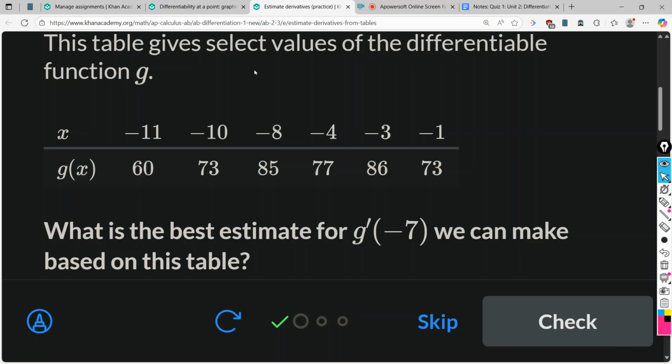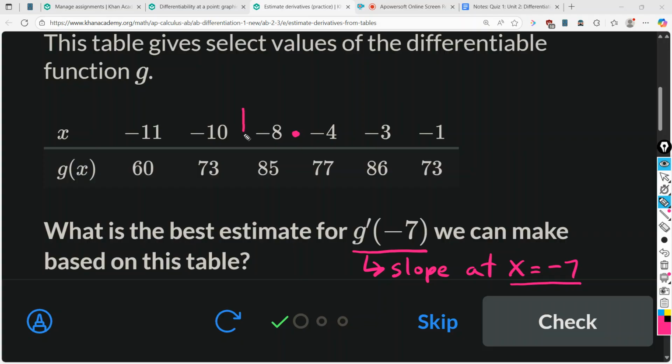All right, table gives values of the differentiable function g. What's the best estimate for g prime of -7? All right, again, g prime, this is the slope at x equals -7. All right, here are the x values. See, we do not have -7. So we want to choose the pair that -7 is in between. Okay, so if -7 were on this table, it would be right in here. Okay, -7 would be right in between -8 and -4.